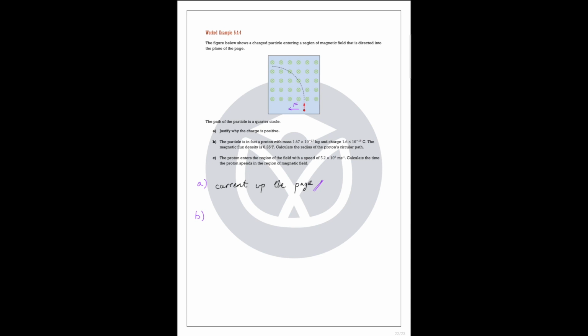Part B. The particle is in fact a proton with mass 1.67 times 10 to the negative 27 kilograms and charge of 1.6 times 10 to the negative 19 coulombs. The magnetic flux density is 0.25 teslas. Calculate the radius of the proton's circular path.